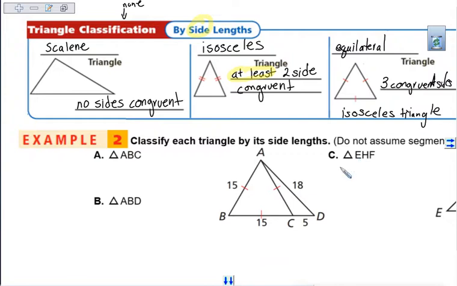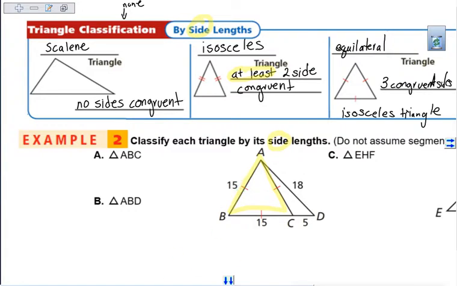So scalene triangles have no sides congruent. Isosceles triangles have at least two sides congruent. And equilateral triangles have three congruent sides. First one, we're looking at triangle ABC, and we are classifying by the side lengths. Make sure you're reading directions.